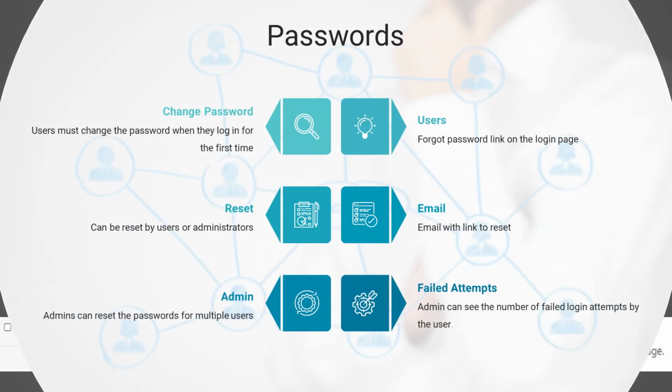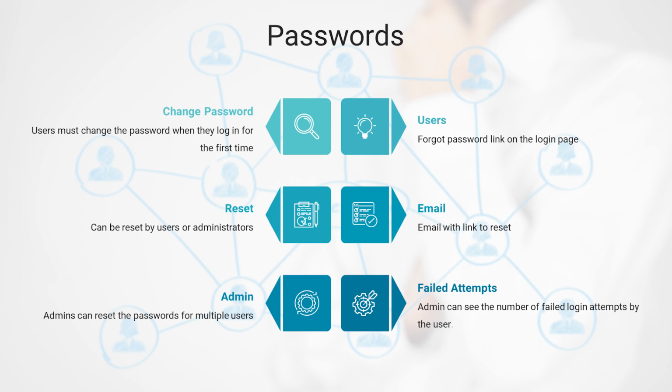Passwords. Users must change their password the first time they log in. A password can be reset by a user or an administrator. Unlike a user, administrators can reset passwords for multiple users. Users can reset passwords themselves by clicking on the Forgot Password link on the login page. Administrators can individually reset a password by accessing a user record in Setup. After the Reset Password button is clicked, an email will be sent to the user's registered email with a link to the page where the password can be changed.